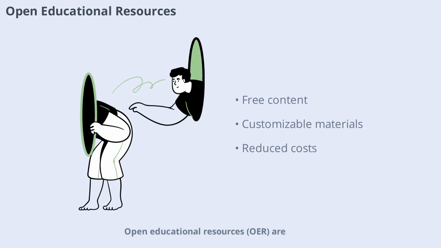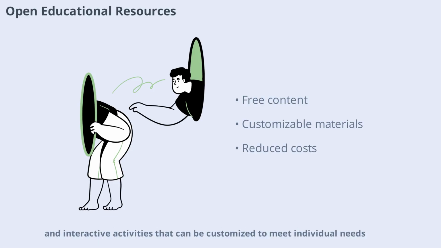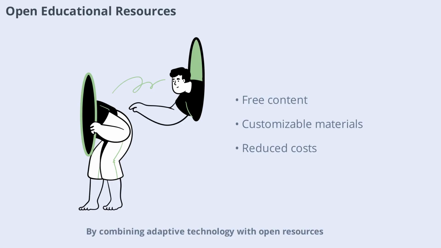Open educational resources, OER, are being integrated into adaptive learning platforms, making high-quality content freely available to all learners. OER includes textbooks, videos, and interactive activities that can be customized to meet individual needs. By combining adaptive technology with open resources, platforms are expanding access to education and reducing costs for students and institutions.